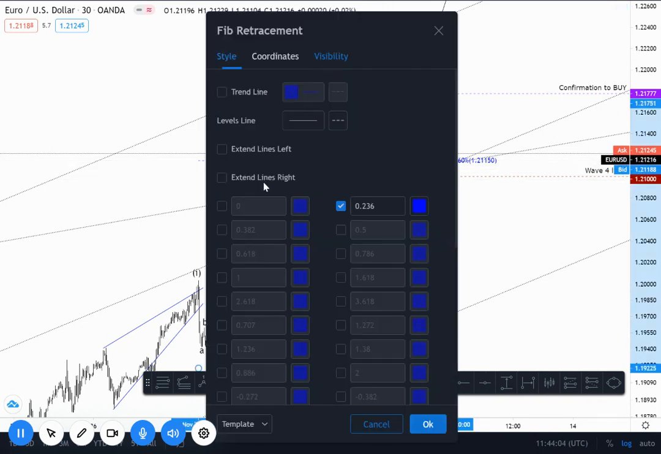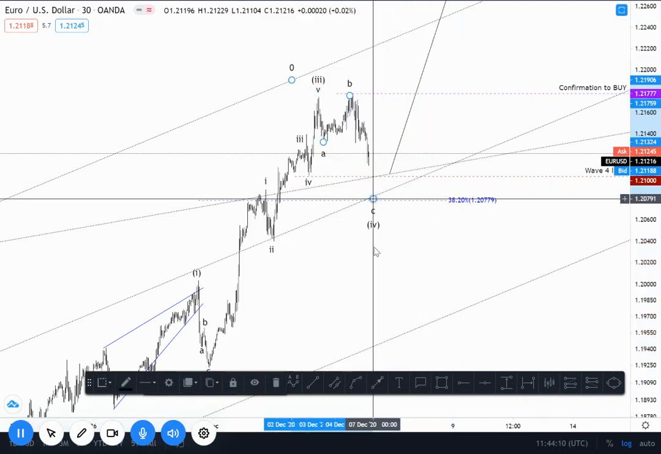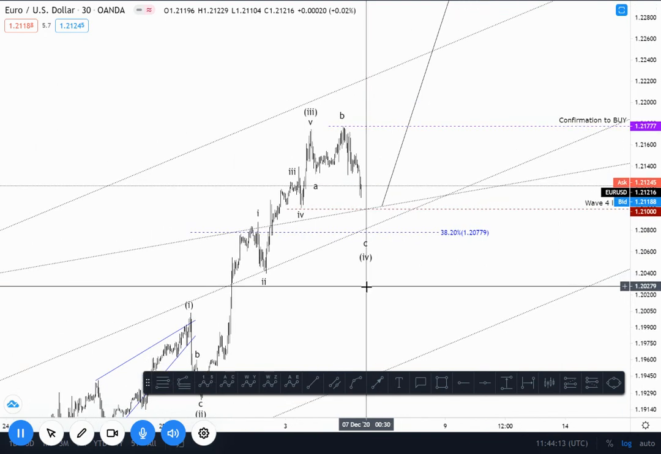Again, we are sitting at the 236. There's also a chance we correct down to the 382 here, but let's see what the market does before we jump to any conclusions, right?